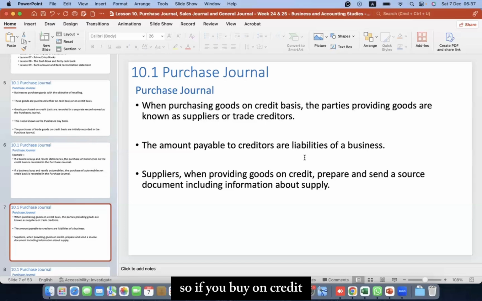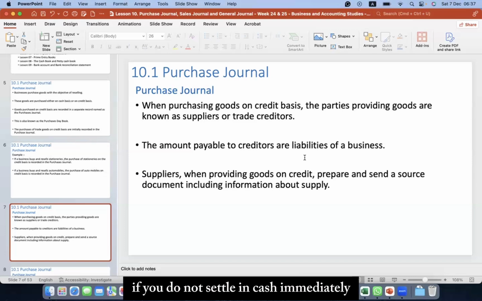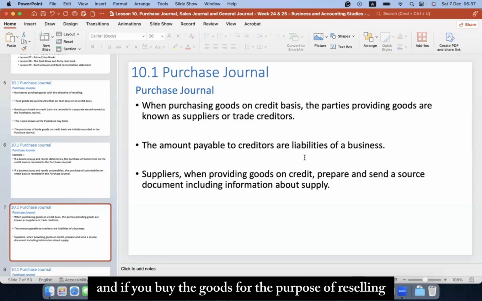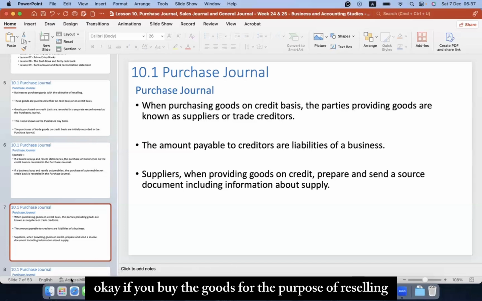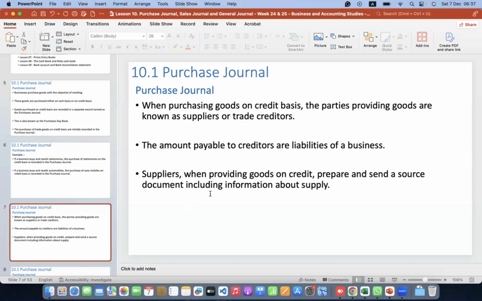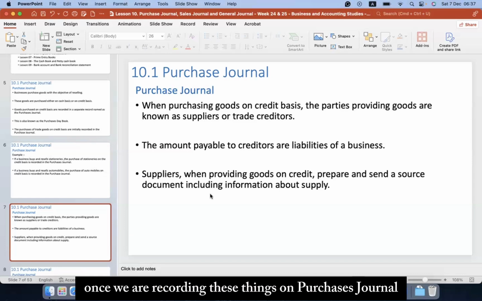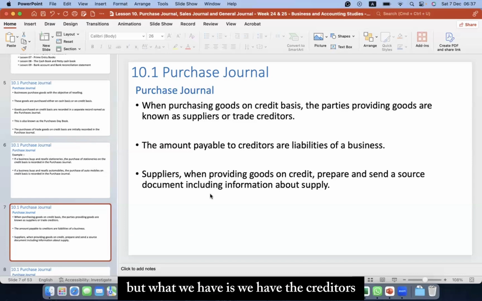So if we buy on credit, if we do not settle in cash immediately, and if we buy the goods for the purpose of reselling, we record it in purchase journal. Okay. Now on the other side, once we are recording these things on purchases journal, what we have is we have the creditors.